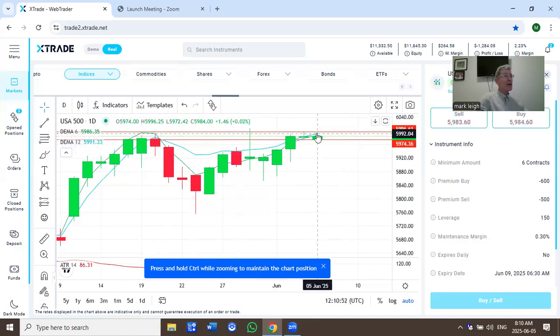We'll see if it tries again, if buyers do step in, if there's demand once Wall Street opens up, and that's in an hour and a half, and whether that 6,000 level can be tested. Alternatively, if we see a test of the support at 5,974 and sellers step in for the day. Let's have a look at gold.